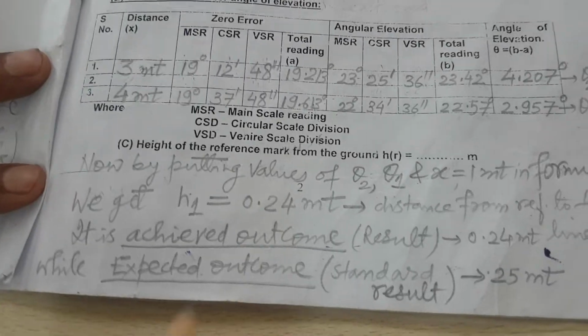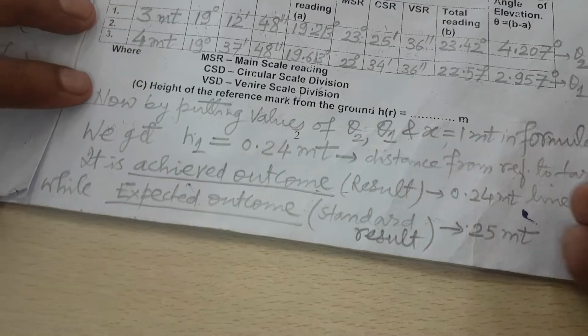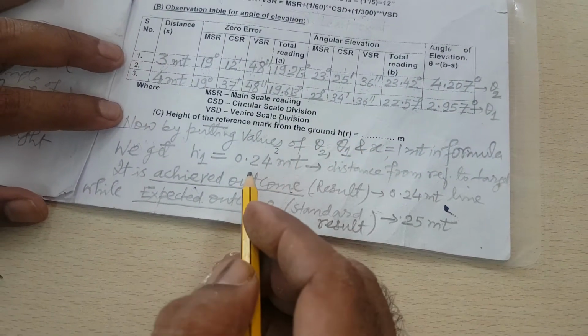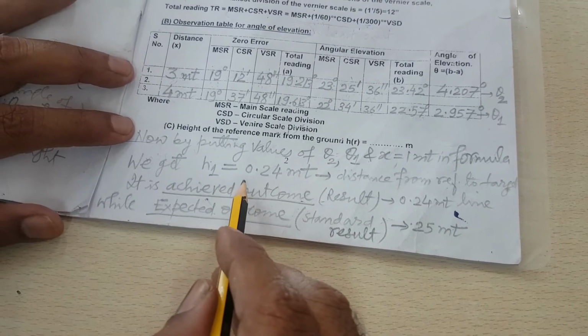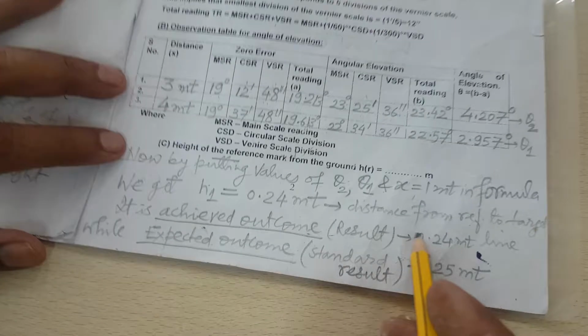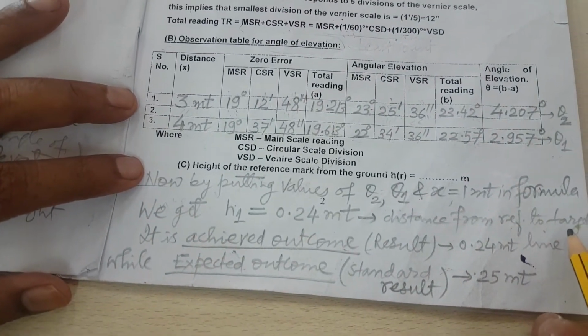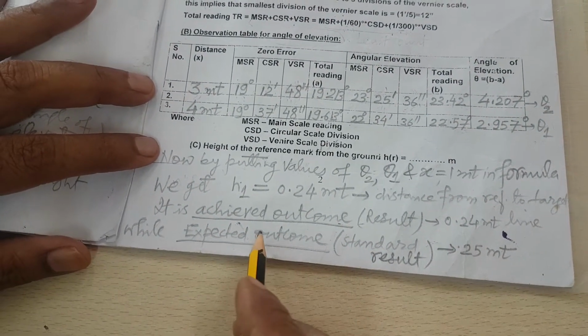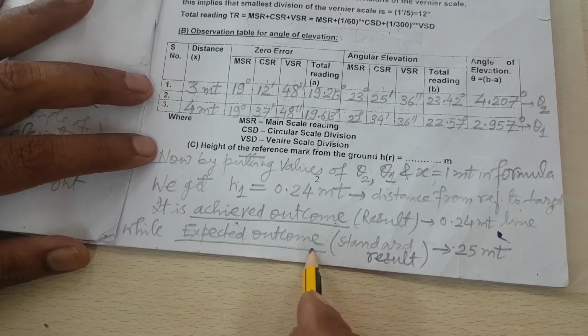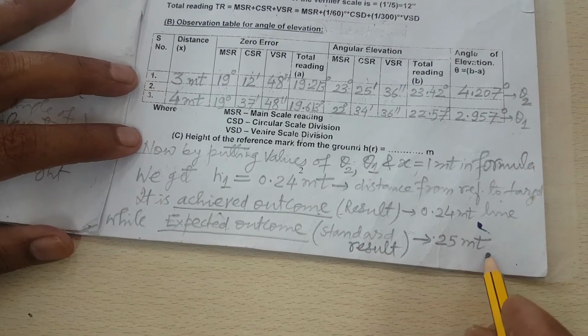Now we are putting the angles of elevation and the x value in the formula. We get h as 0.24 meter. This is the distance from the reference line to the target line, and this is the achieved outcome, and the expected outcome, which is the standard value, is 0.25 meter.